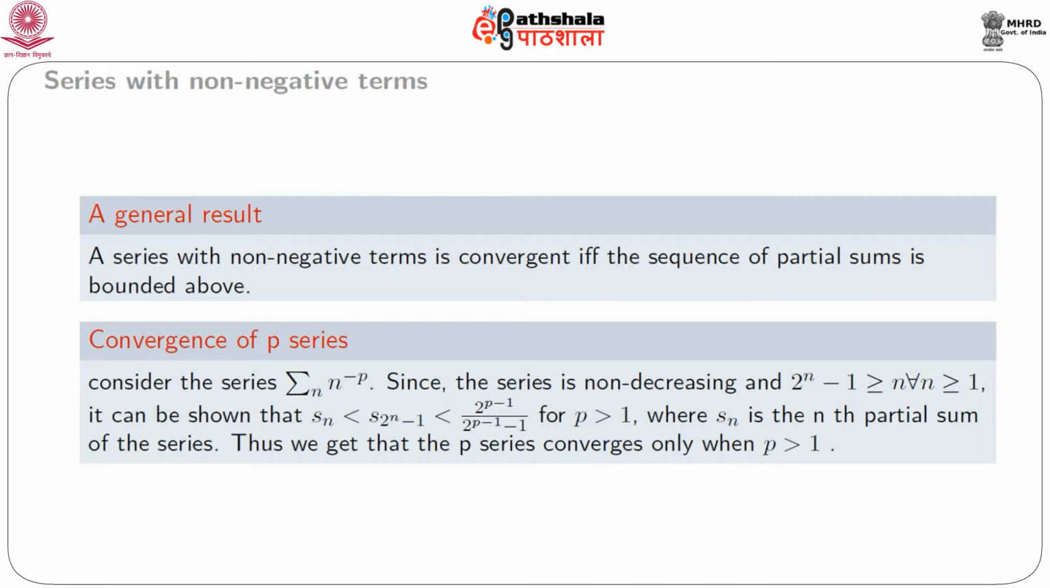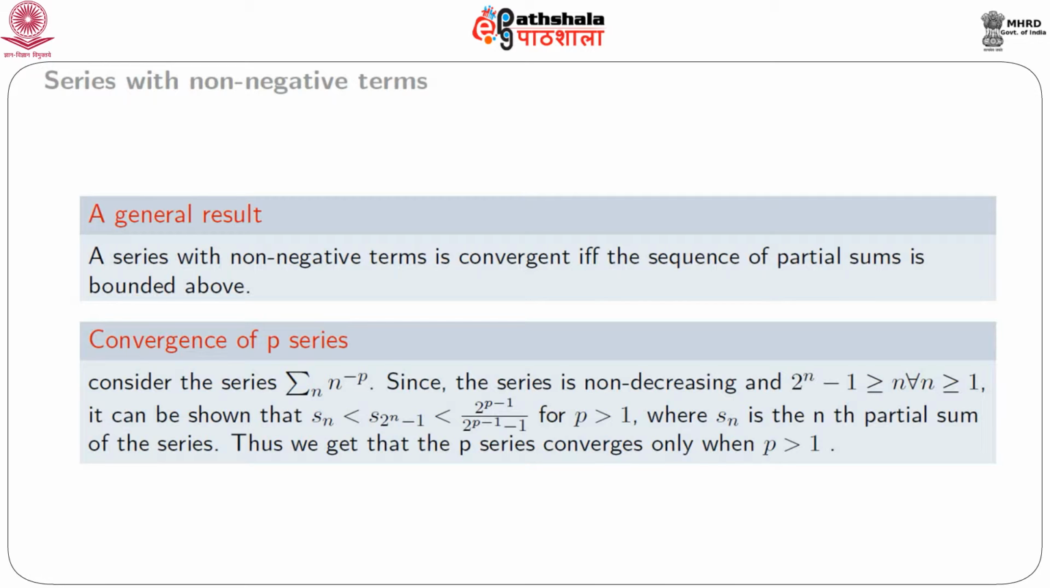If we consider the partial sums, we find that the partial sums are non-decreasing, and one can easily prove the inequality that 2 to the power n minus 1 is greater than or equal to n, and this can be proved by expanding (1 plus 1) whole to the power n minus 1 in binomial series, and then omitting the unimportant terms.